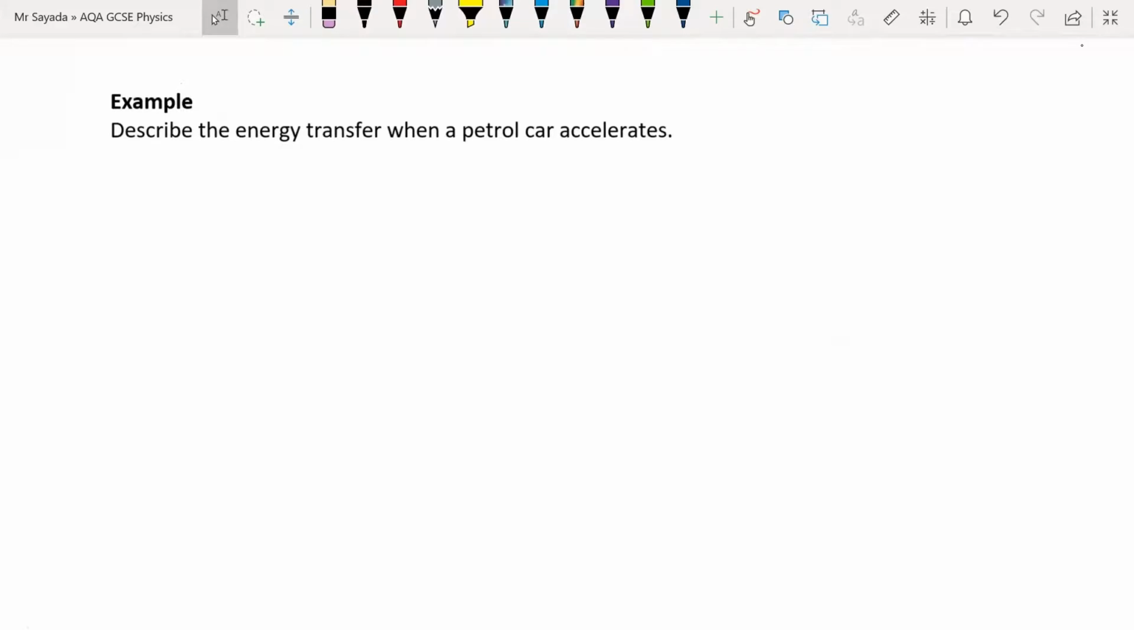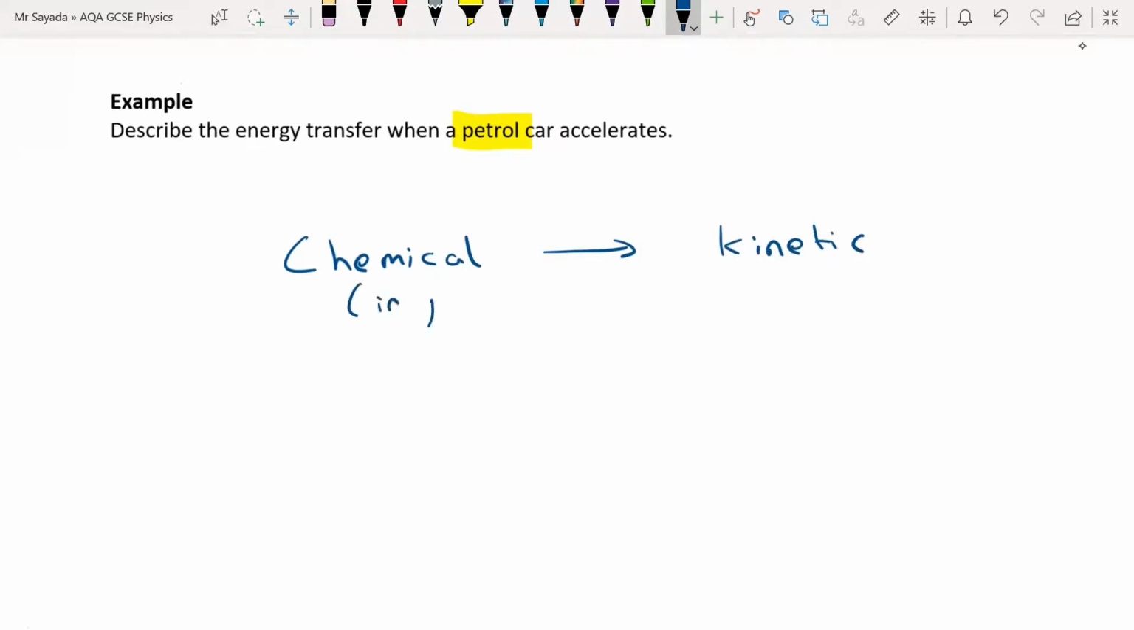So you should have had a go at this question now. To do this, you need to know what type of energy is stored in petrol. The type of energy stored in petrol is chemical energy. And then as the car accelerates, it's speeding up, so the type of energy which is increased is the kinetic energy. So when a petrol car accelerates, the chemical energy in the petrol transfers to the kinetic energy, which is the motion of the car.